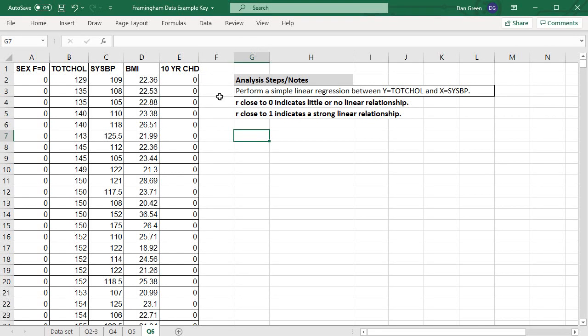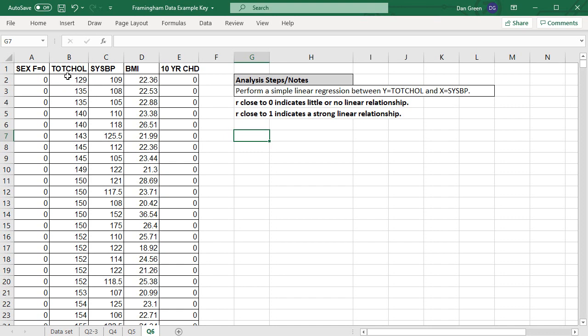In this video, I will show you how to complete the last part of the project, question 6, which is on simple linear regression. The idea here is we want to see if there is a linear relationship or best estimating line for data between two quantitative variables. So we're going to examine total cholesterol and systolic blood pressure. In the actual assessment, you will examine total cholesterol and BMI.